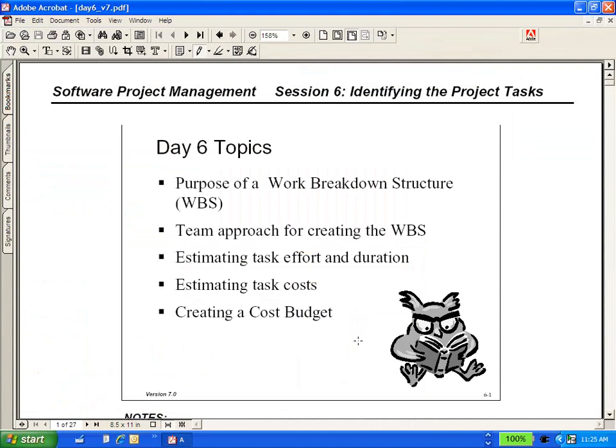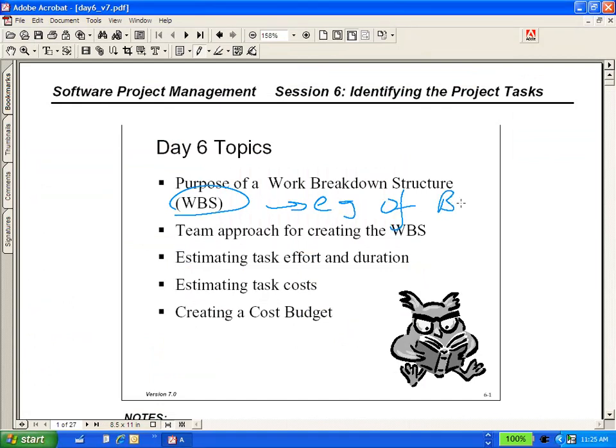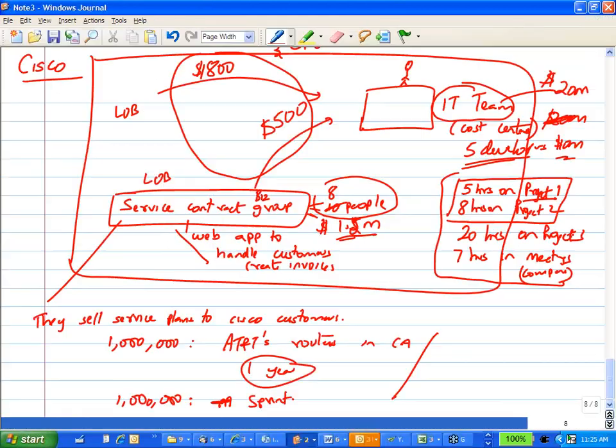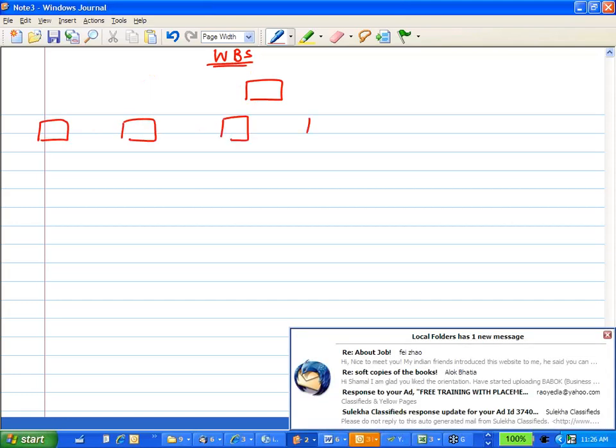Okay, so as I said, WBS is an example of a bottom-up technique. This is what it means, work breakdown structure. You divide a project into multiple layers.